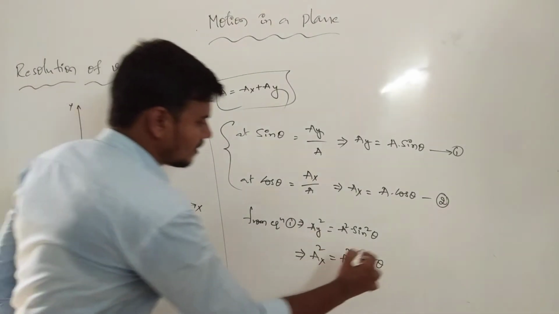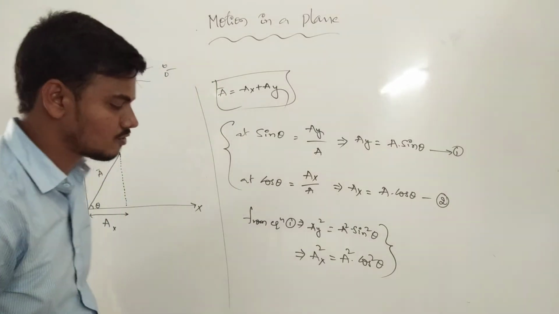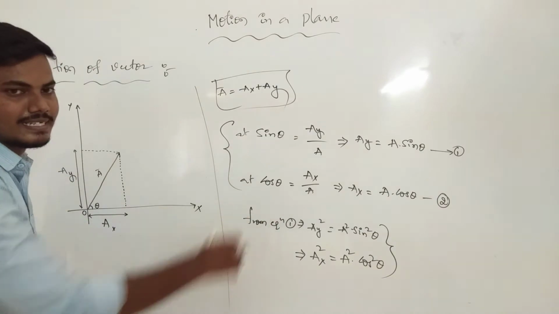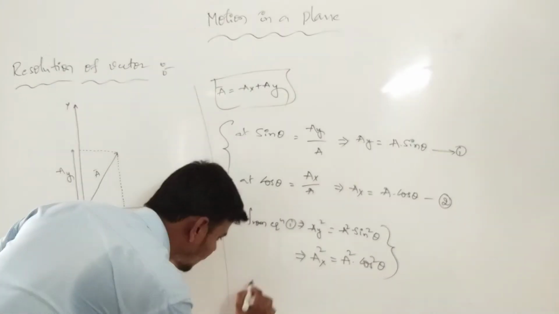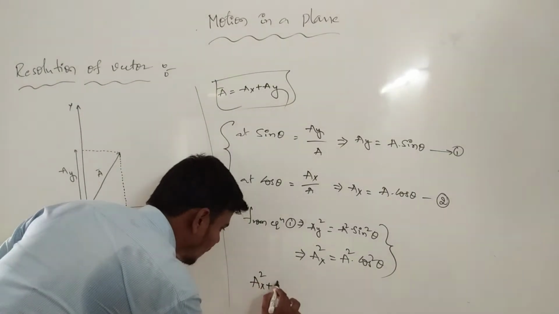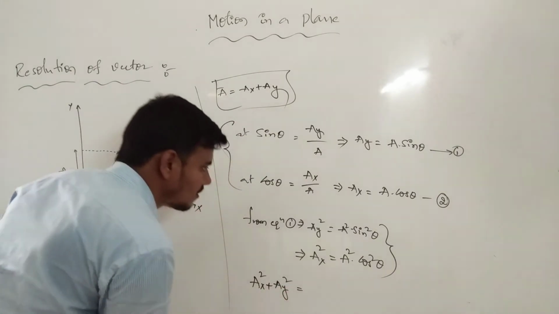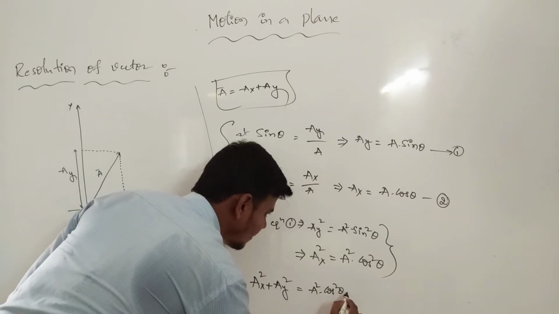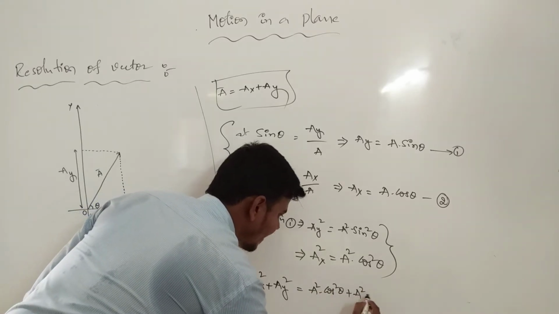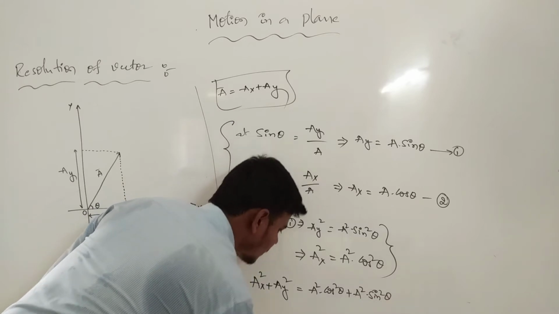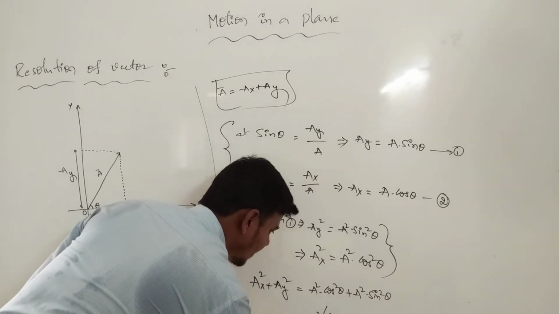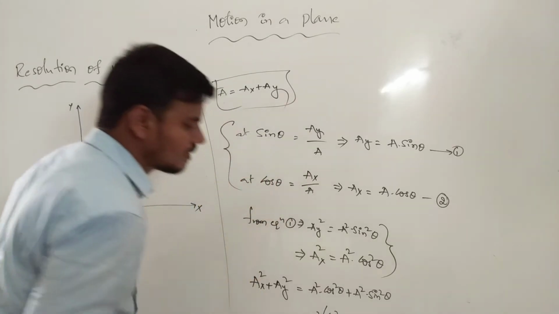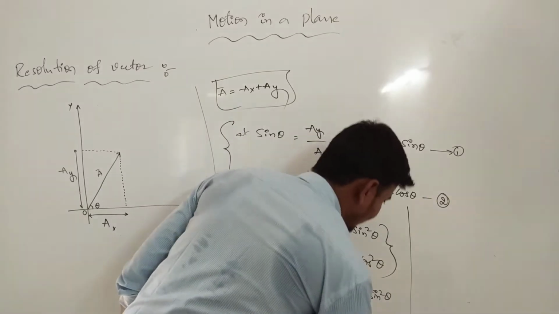Clear one. There are two interpretations of these lines. Okay, Ax square and Ay square. You can observe Ax plus Ay, the addition of these vectors. Now Ax square plus Ay square is equal to A square cos square theta plus A square sin square theta. Okay, clear one. Now A square is the common factor. Cos square theta plus sin square theta is equal to how much? Only 1.